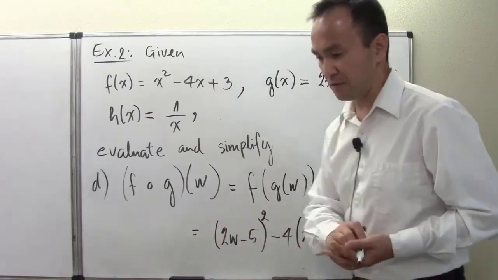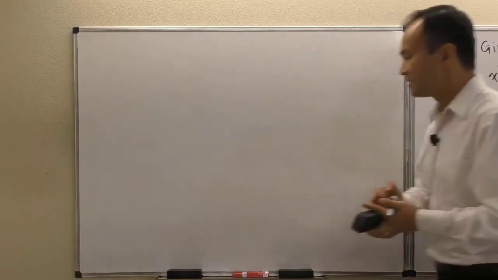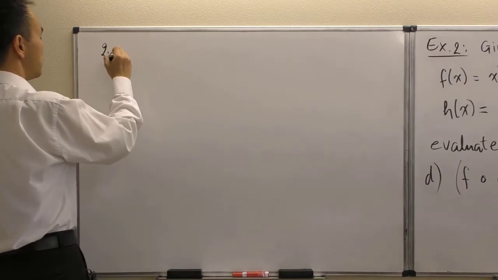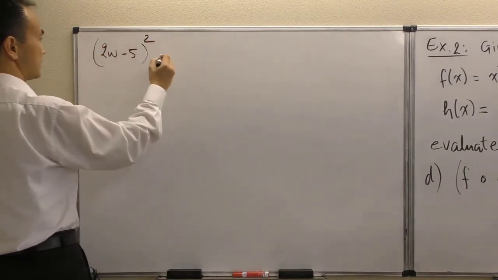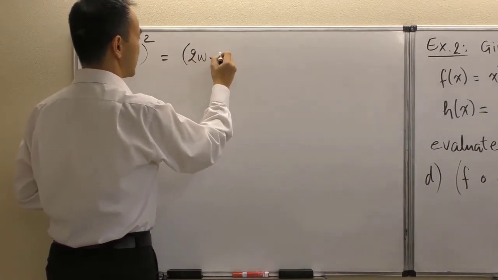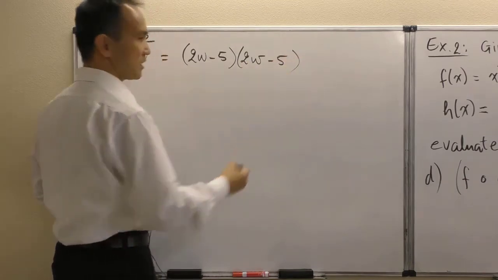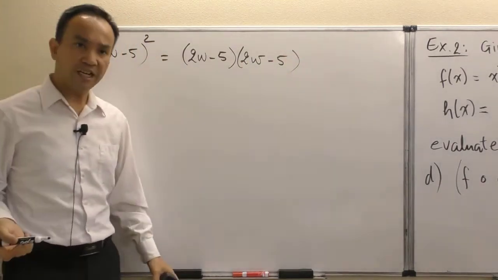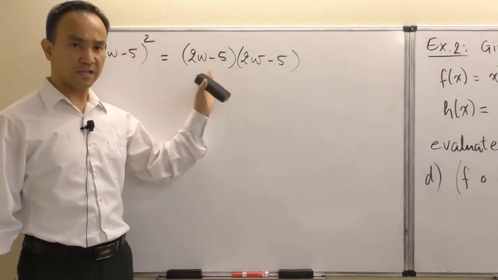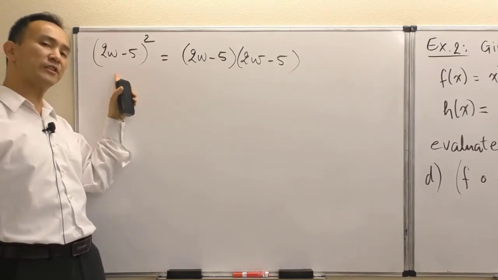Now on this board right here, 2w minus 5 squared. Again, my recommendation is to think of this as 2w minus 5 times 2w minus 5. It's the easiest way of thinking of that. But in case you already learned some faster technique, I'm all open to that, as long as you arrive at the correct simplified final expression for this.